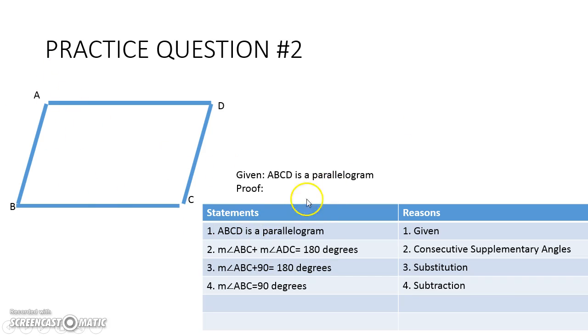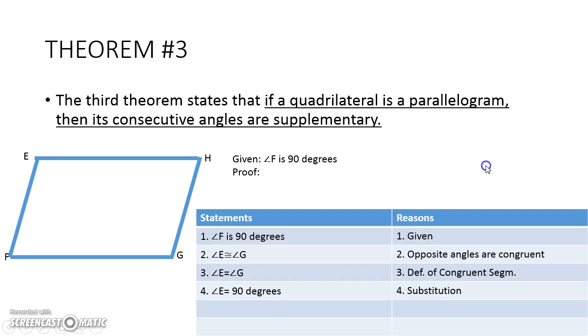And so your given is ABCD is a parallelogram. ABCD is a parallelogram, given. Angle ABC plus angle ADC is 180 degrees, consecutive supplementary angles. Angle ABC plus 90 equals 180 degrees, which is substitution, and angle ABC equals 90 degrees by itself because we subtracted it from this.